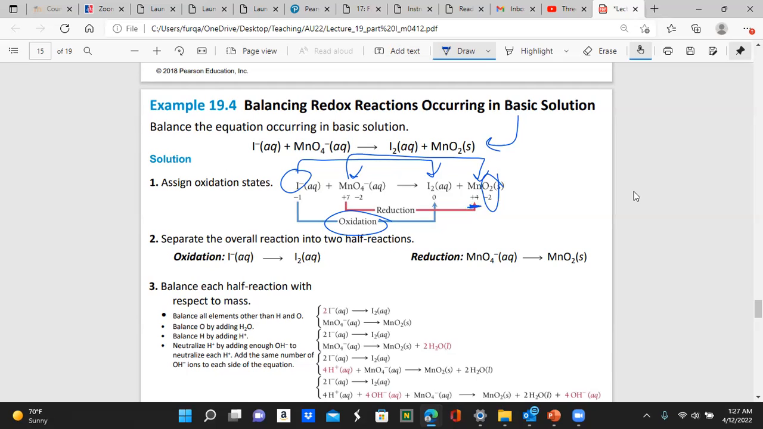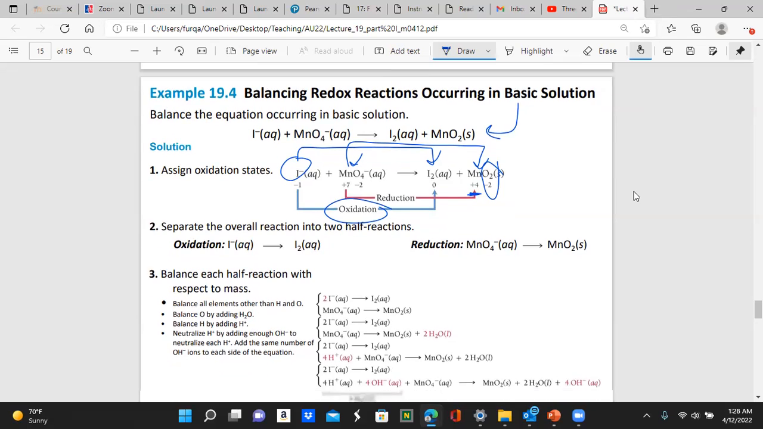From +7 to +4 means gain of electron. How many electrons are being gained in this reduction reaction? It is 3 electrons. That's why the oxidation number is dropping here. It's going down from +7 to +4.